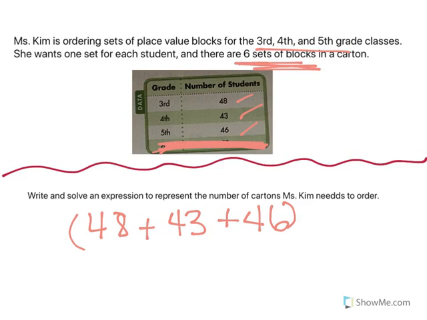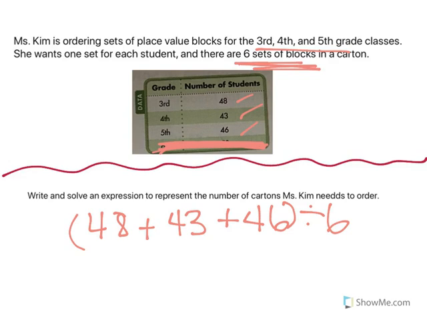So this right here would give us the total number of students. But there would be 6 sets in each carton. So rather than multiplying by 6, we're going to divide that number by 6. Because again, we're giving one set to each of these students, but there are 6 sets in a carton. So let's go ahead and solve. So we have 48 plus 43 plus 46. And again, that's in parentheses, so that's what we need to do first.